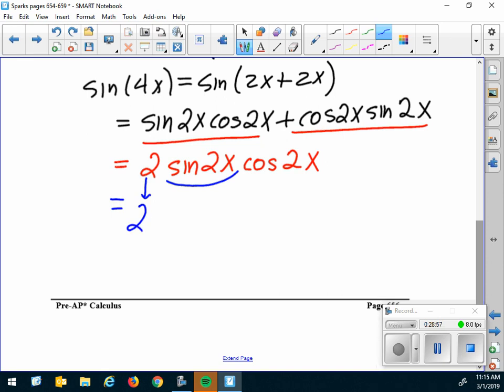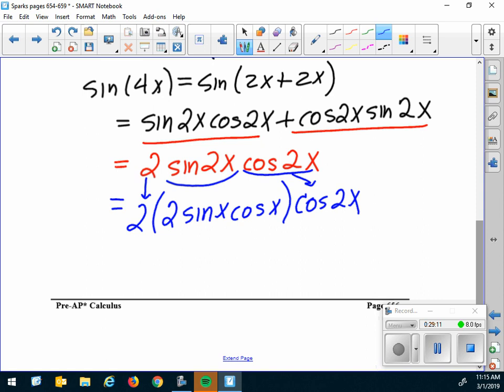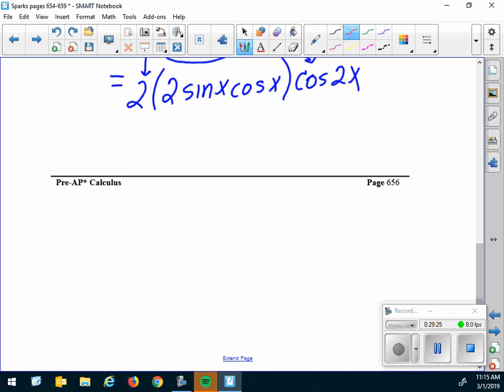Now, what's the formula for sine of 2x? And then I'm going to bring this thing down. You could do this in one step. You could make a substitution for cosine 2x at the same time, but I'm doing it a step at a time to try to not get you goofed up. So what have I got now? Well, I got 4, right? Sine x cosine x times cosine of 2x.